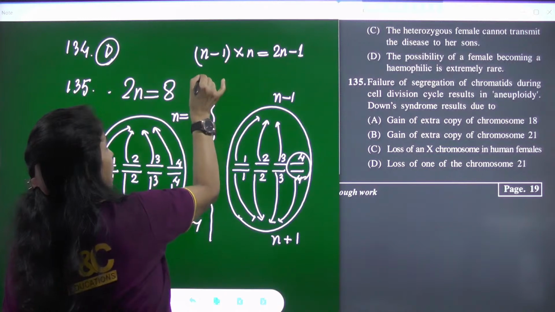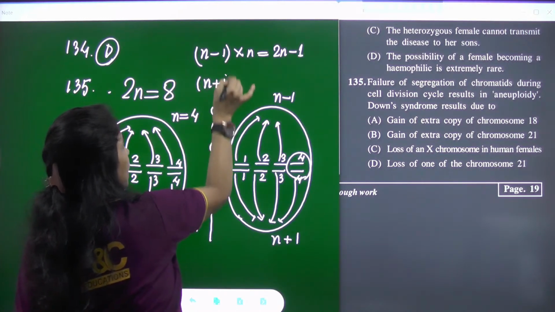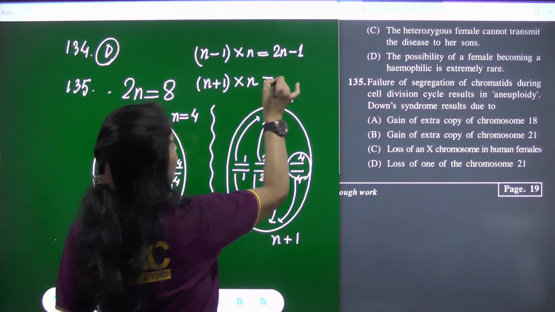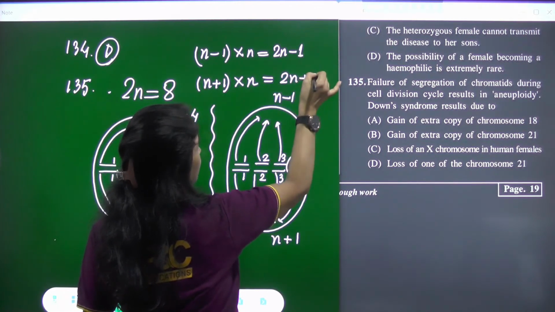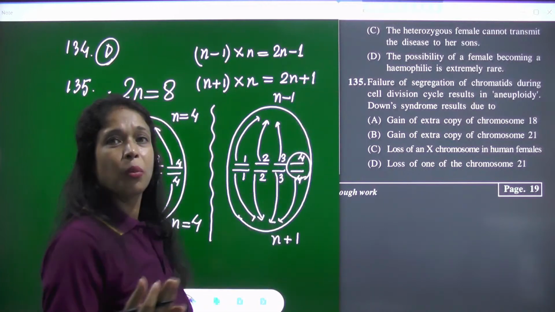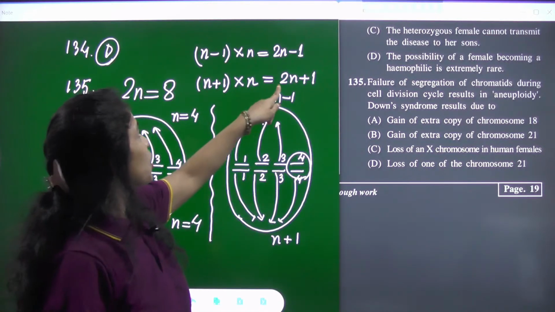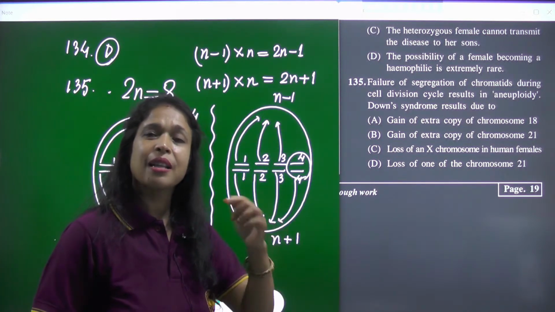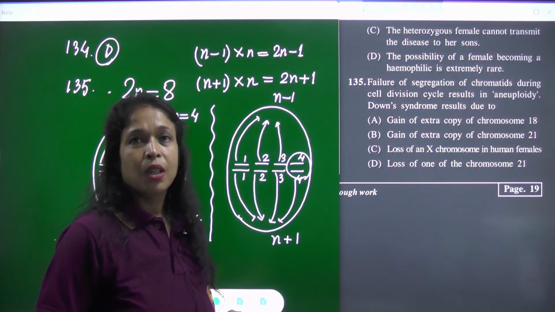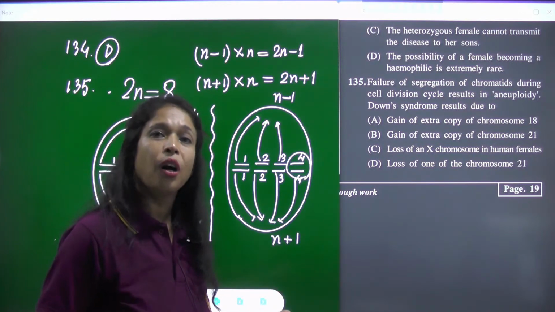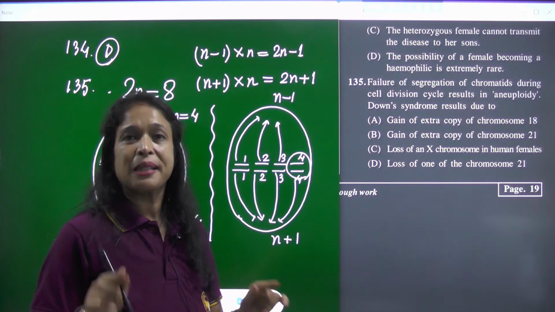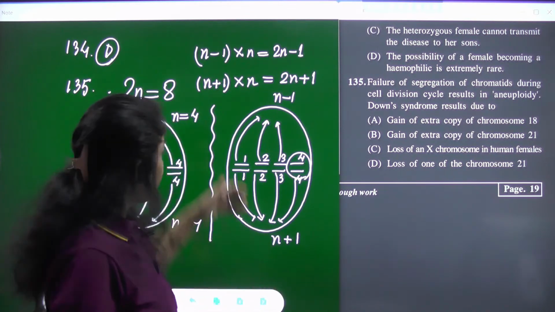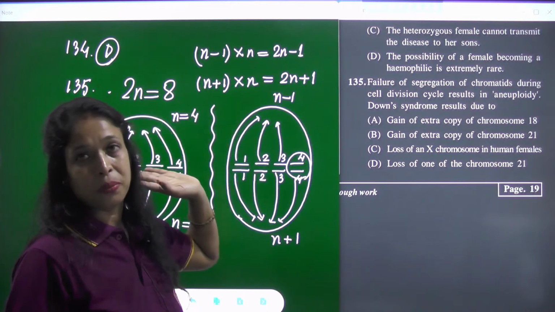And this gamete, the abnormal gamete, if it is fertilized with a normal gamete, then what will be the chromosomal complement? 2n plus 1, one chromosome extra. This is trisomy. This is monosomy. So what are these? These are aneuploid. So aneuploidy is formed due to failure of segregation of chromatid or chromosome. Okay, failure of segregation of the chromosome.